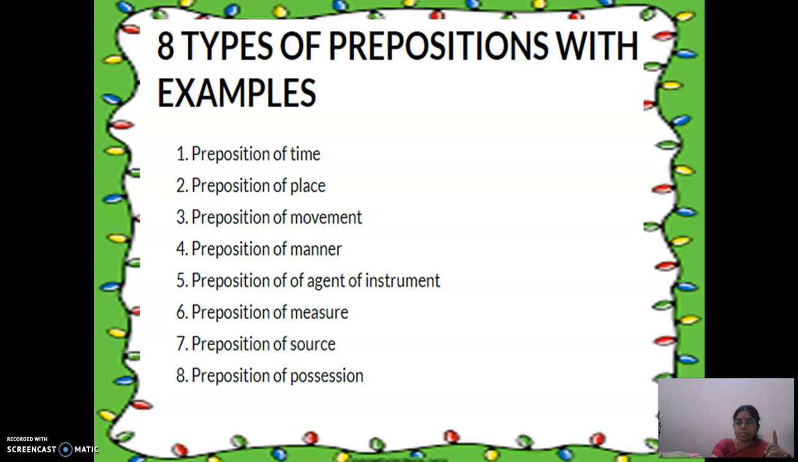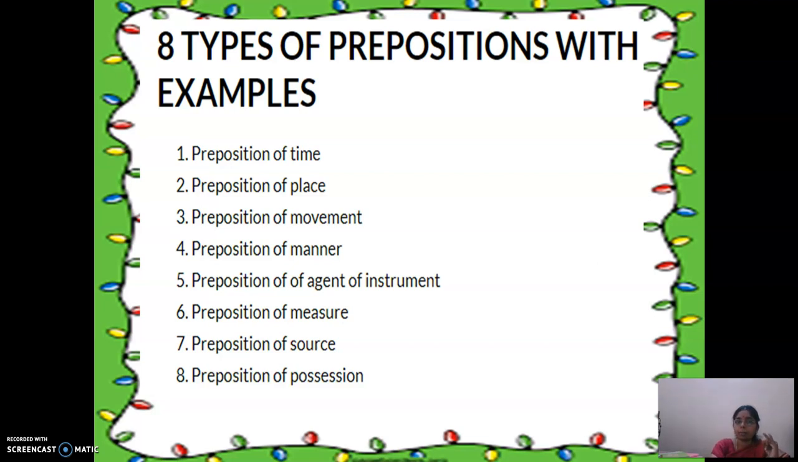One is preposition of time, two preposition of place, preposition of movement, preposition of manner, preposition of agent or instrument, preposition of measure, preposition of source, preposition of position. Okay. So just once again, you go through all the eight types of prepositions.